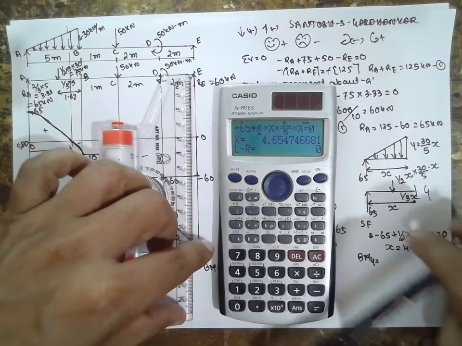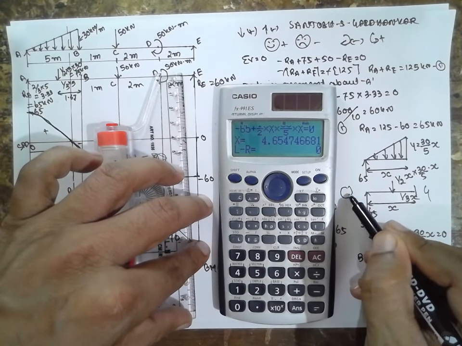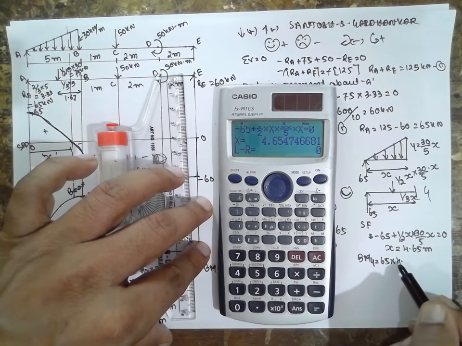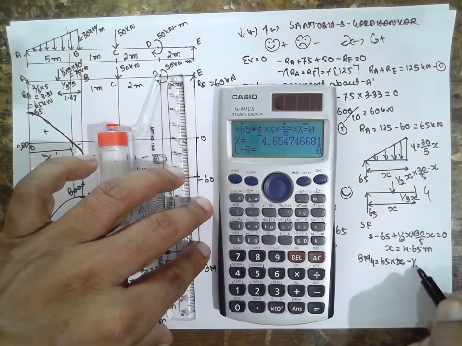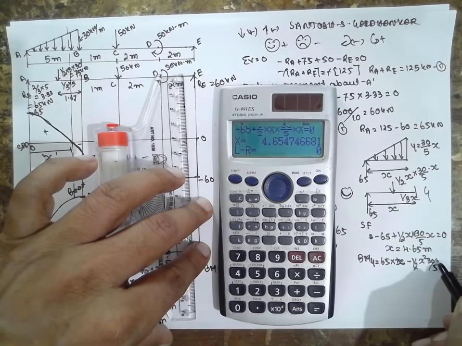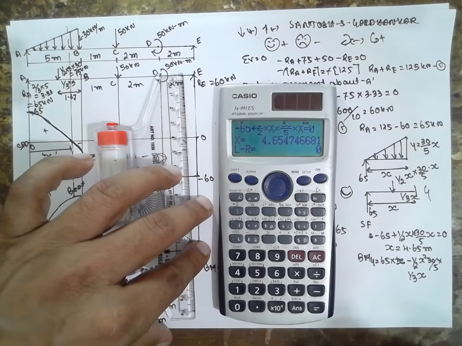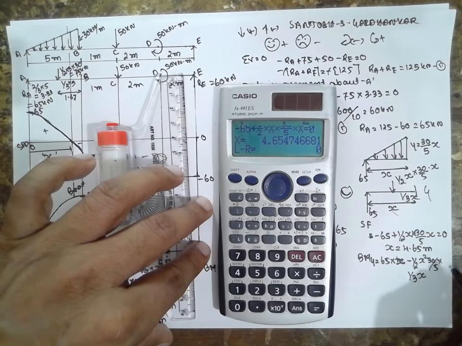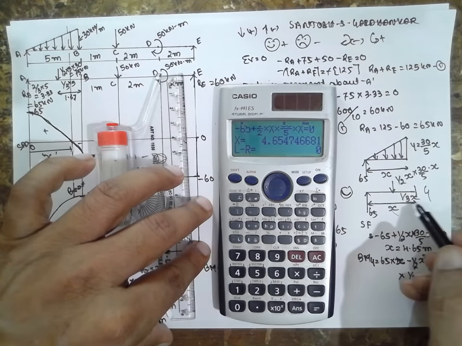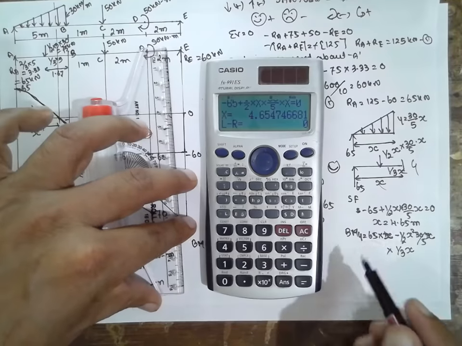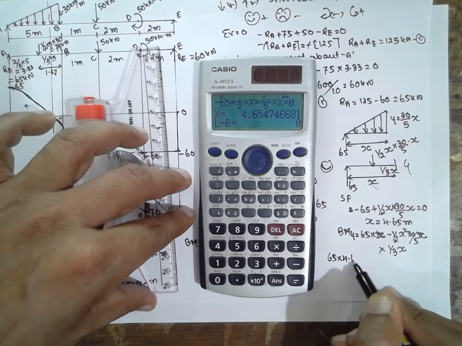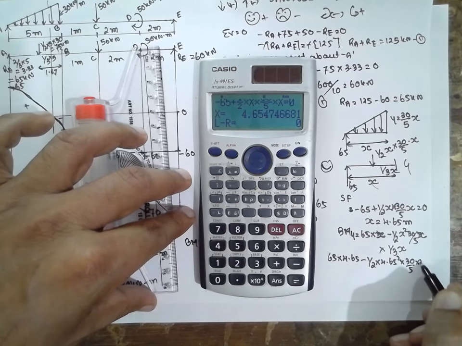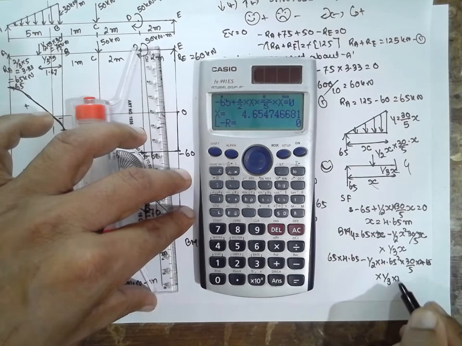Bending moment, when it moves in this direction, that means it is smiling, that is positive. 65 into x. x is already known. I will write the expression: 65 into x minus 1 by 2 x square into 30 divided by 5 into 1 by 3 into x. Minus, this is the sad face. Therefore minus 1 by 2 into x square into 30 divided by 5 into x into 1 by 3 into x. From the base we have to take 1 by 3 into x. Now substitute the value of x here: 65 into 4.65 minus 1 by 2 into 4.65 square, 30 divided by 5 into 4.65 into 1 by 3 into 4.65.